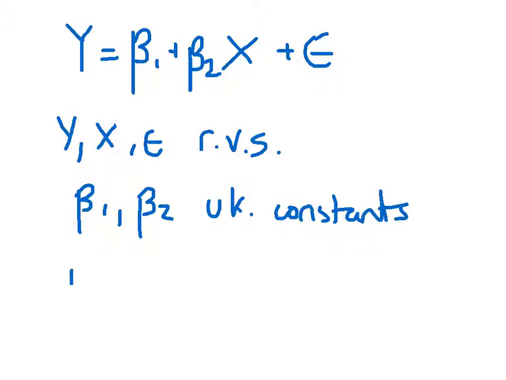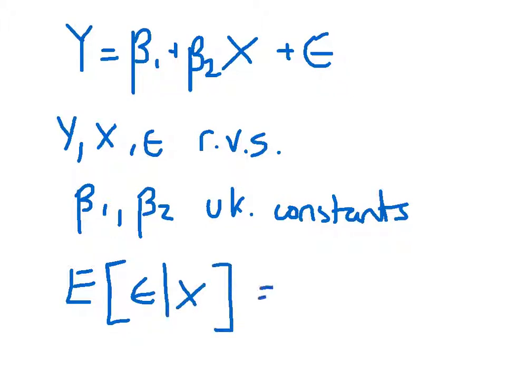And we'll say one thing further: we will assume that the expected value of the error or disturbance term given x is equal to 0. So knowing anything about x tells us nothing about the error terms. Now if we set that up as our basic mathematical statistical model, let's just have a look at a couple of properties of this model.